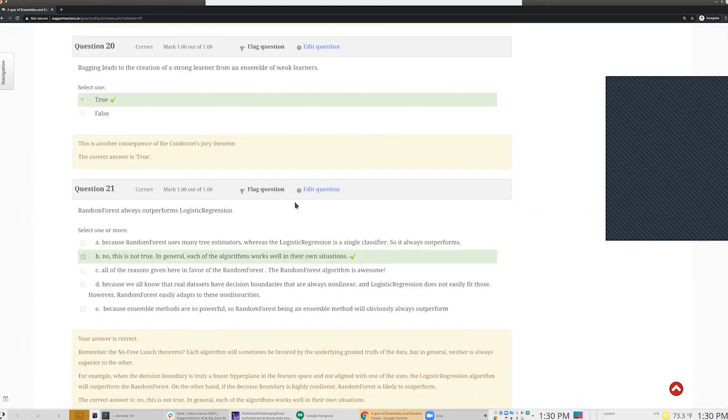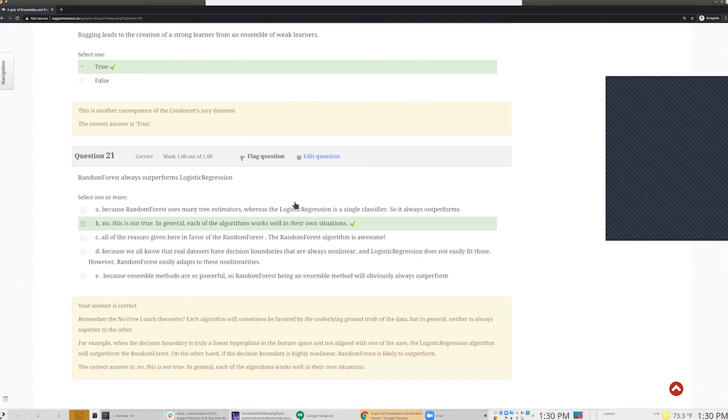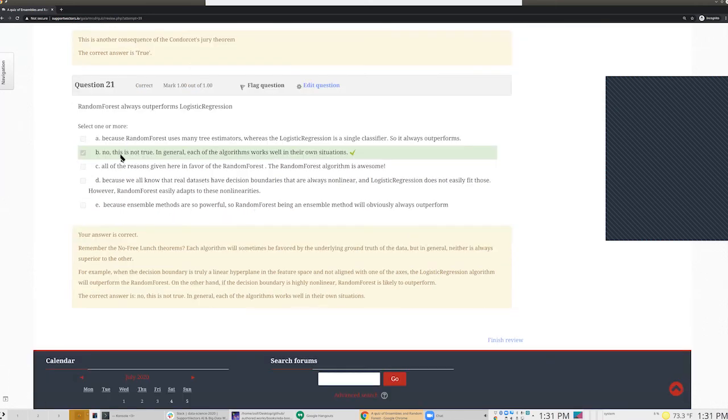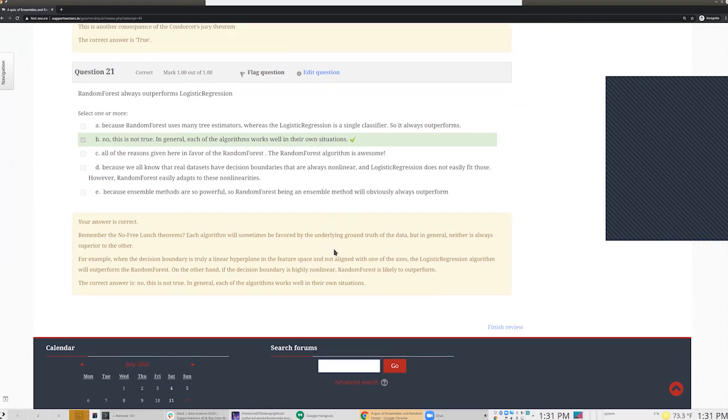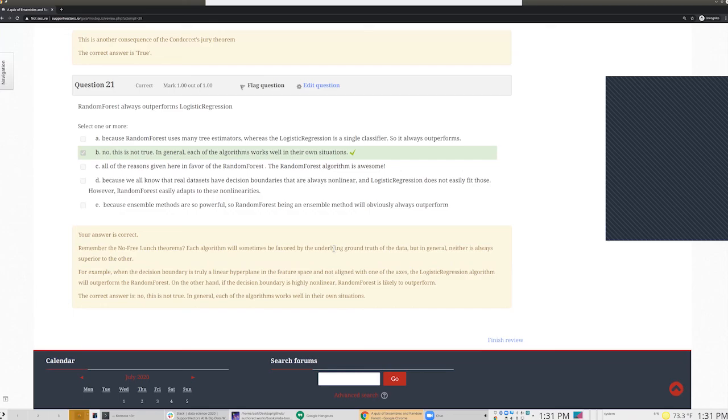And then, random forest always outperforms logistic regression. Quite a few of you got this wrong. No, it does not. Once again, it is based on the situation. So guys, that is it.